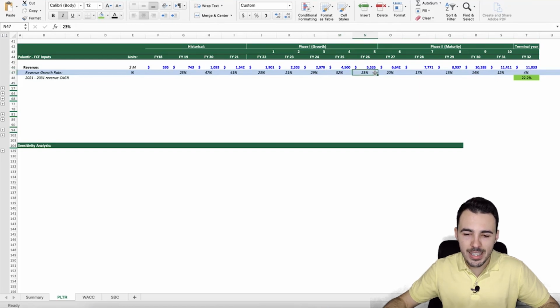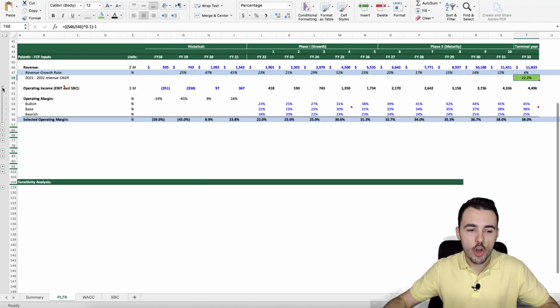For the next couple of years, I estimated that the revenue will grow at a slower pace. Lastly, I have calculated the revenue compounded annual growth rate for the next 10 years and I have forecasted a 22.2%. I would argue that the 22% compounded annual growth rate is pretty conservative since, for instance, companies like Google were able to grow at a compounded annual growth rate of more than 40% for the same phase where Palantir is today. The next input that we have is the operating income.